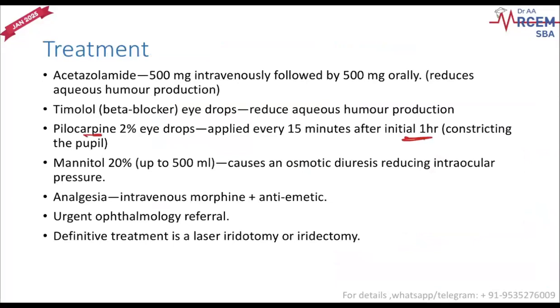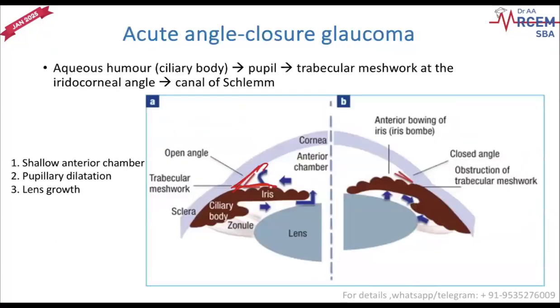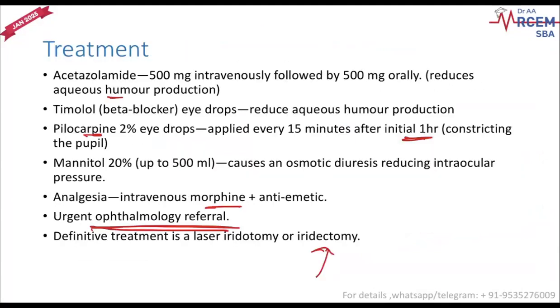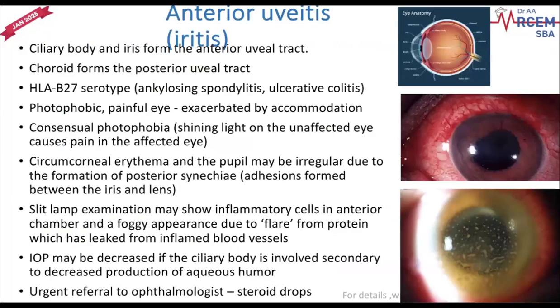Initial 1 hour, you should always target to reduce the intraocular pressure by reducing the secretion, production of aqueous humor from the ciliary body. Pain will be severe. Morphine might be required in these patients. Urgently refer to the ophthalmologist. They might be requiring an iridectomy. Basically, open up the angle here, just cut open a little bit of iris here, or make a hole there, that is known as iridotomy.